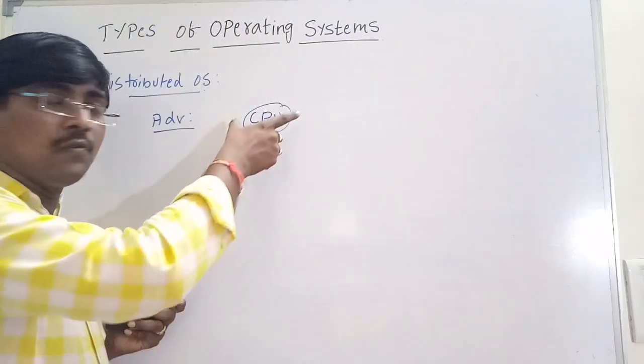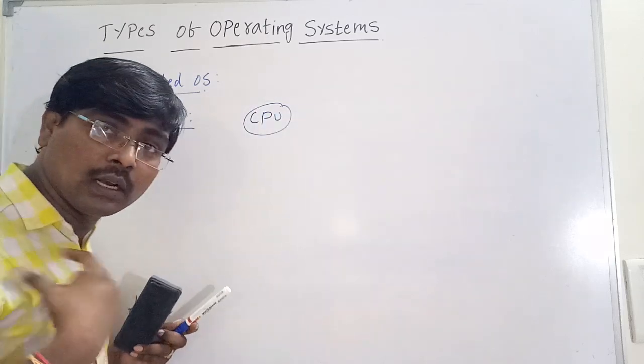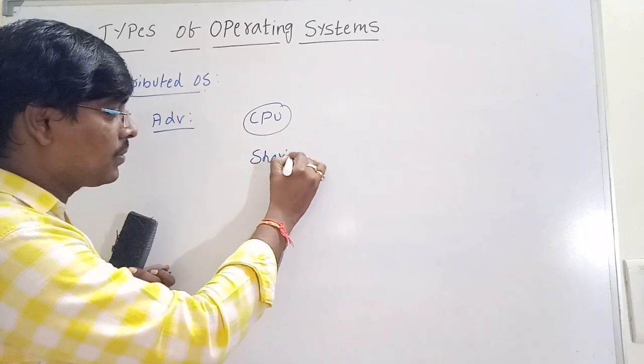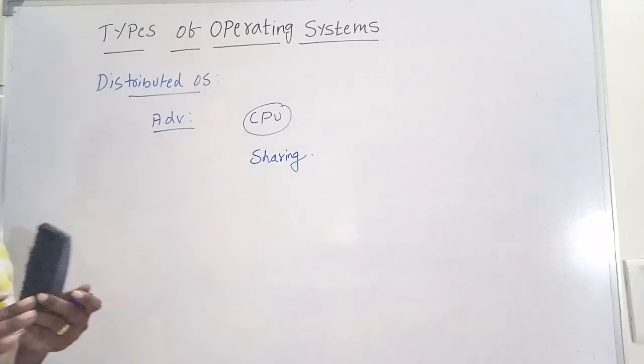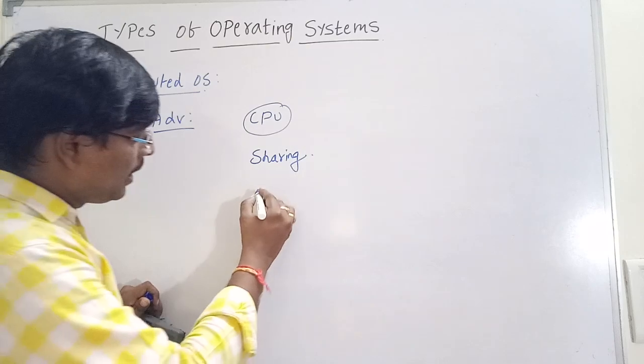That is an advantage. If one CPU fails, no problem. The remaining CPUs may work. That is, all are independent, and we already discussed sharing. So the main advantage is sharing of the resources.